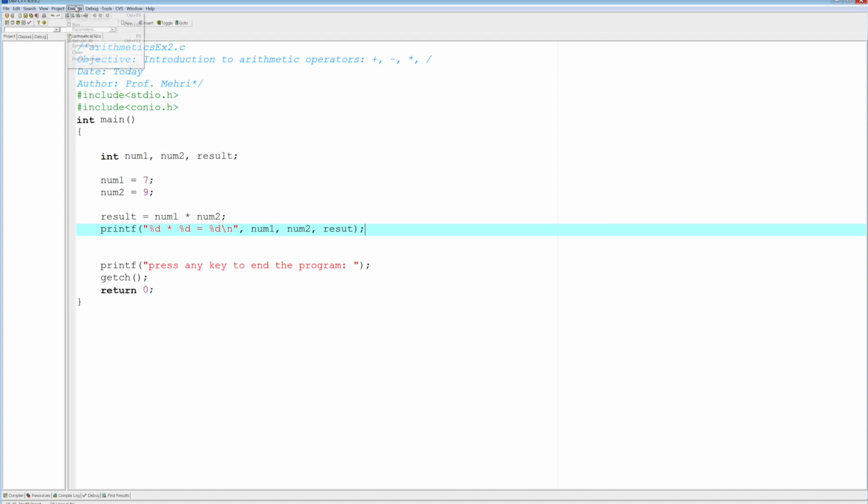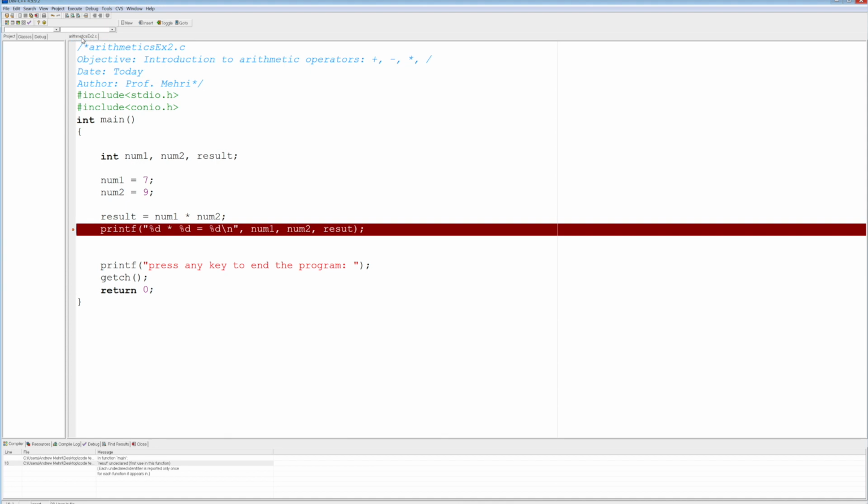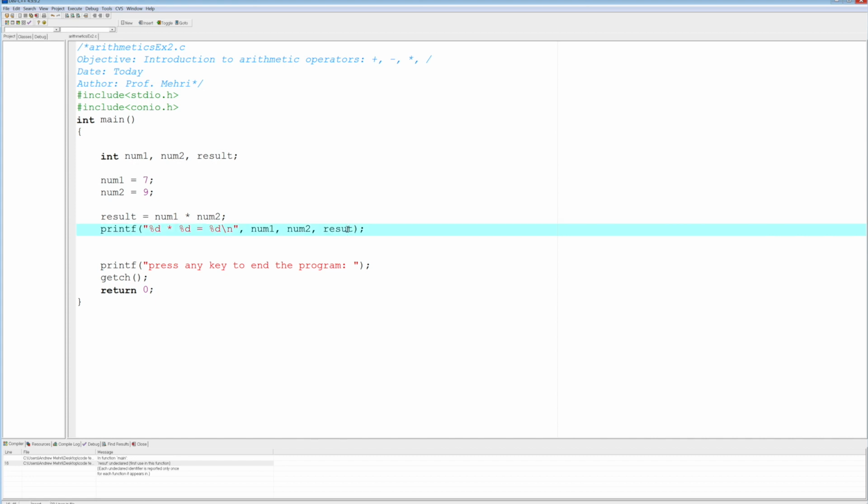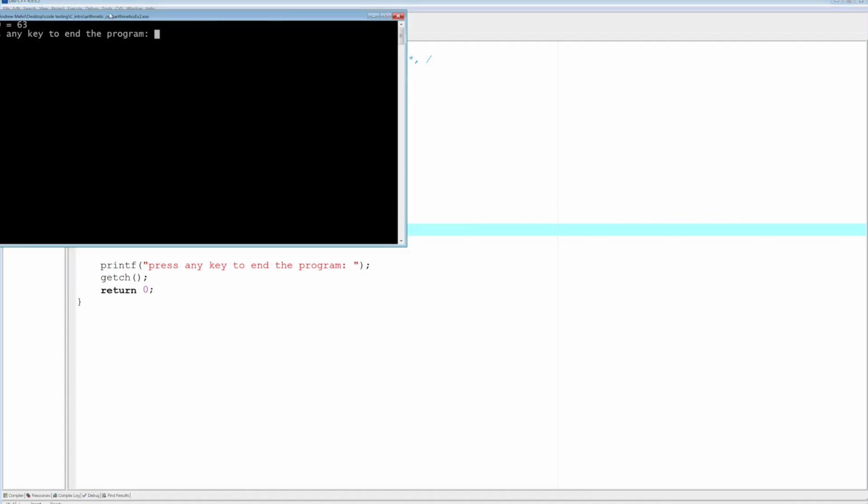So let's compile and run. Oops, compile and run. And let's see why we're getting an error. And it says result. Did I spell it the same way? Right there, result. Forgot an L. Right. So good. So let's compile and run. And there you have it.